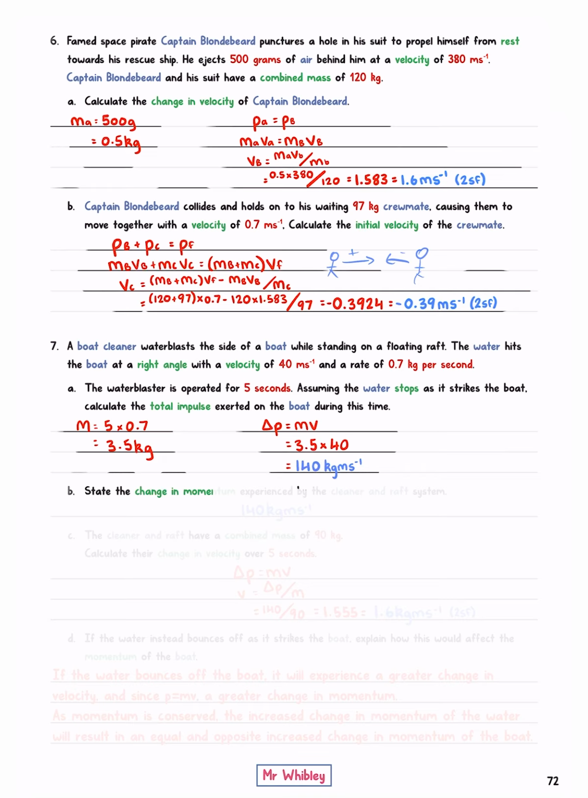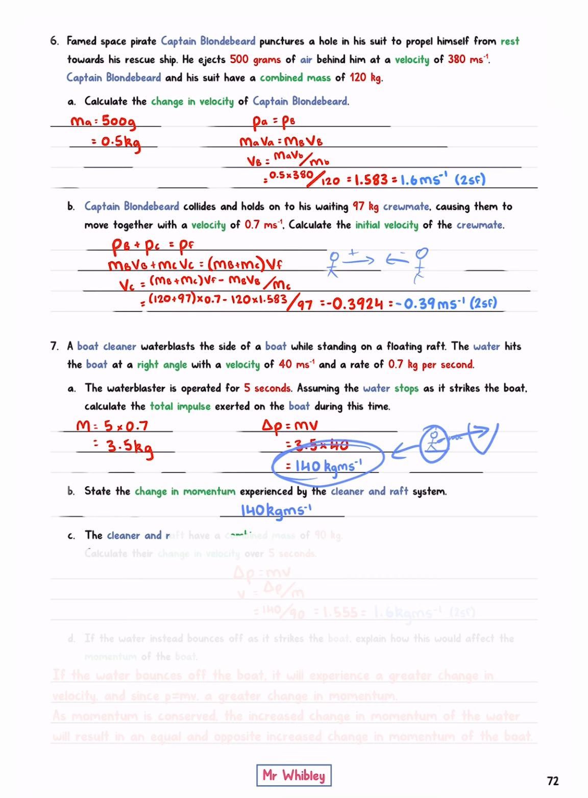State the change in momentum experienced by the cleaner and raft system. Because of conservation of momentum, the momentum gained by the water and later imparted onto the boat must be equal to the momentum gained by the cleaner and raft system, but in the opposite direction. So if we were to have our boat and our cleaner on the raft with their water blaster, the water is given a momentum of 140 in this direction, which means that the cleaner and the raft must be given the same momentum in the opposite direction, which is 140.